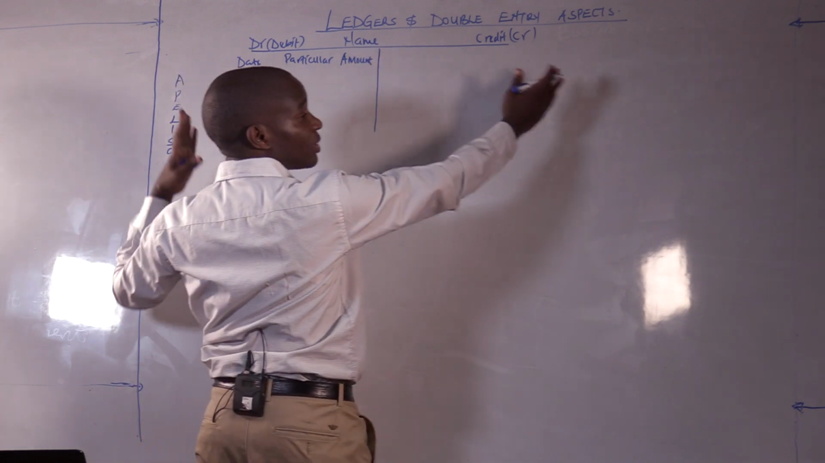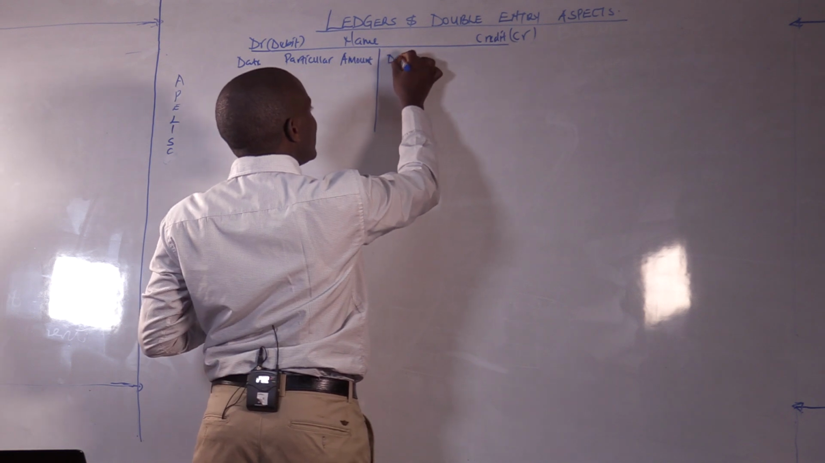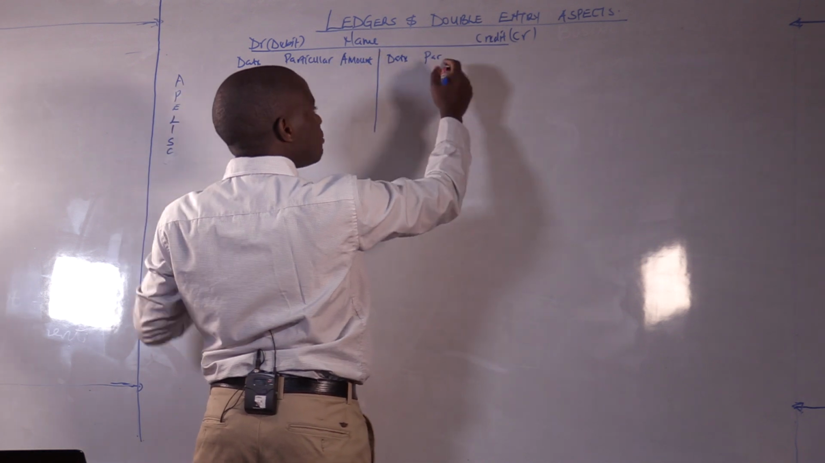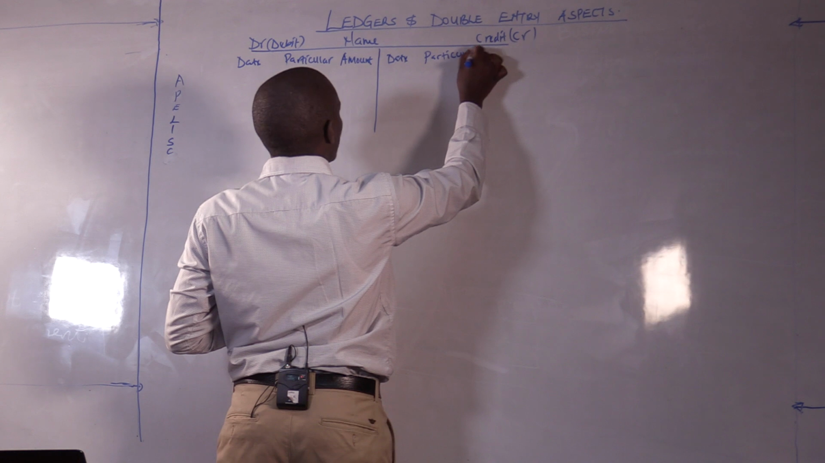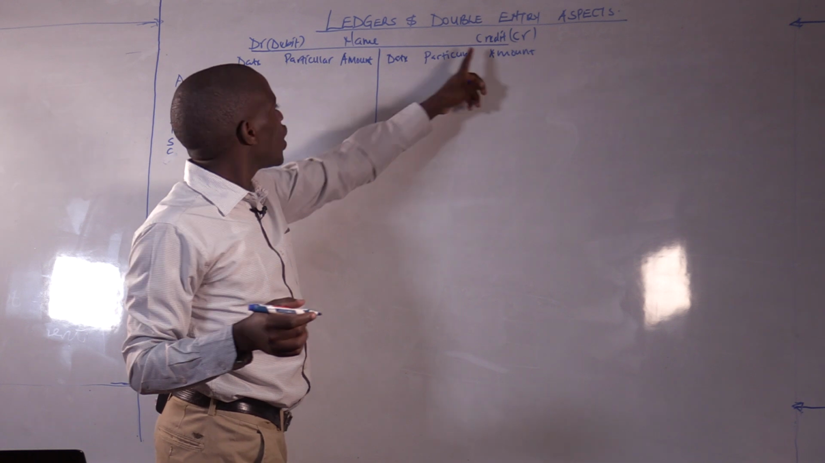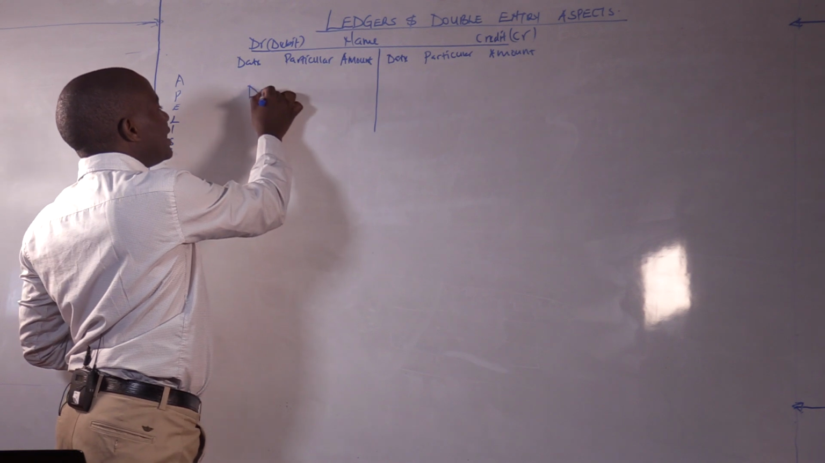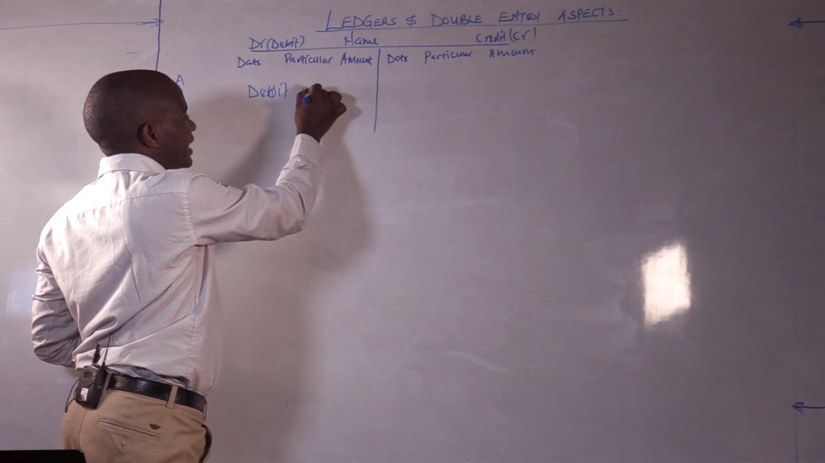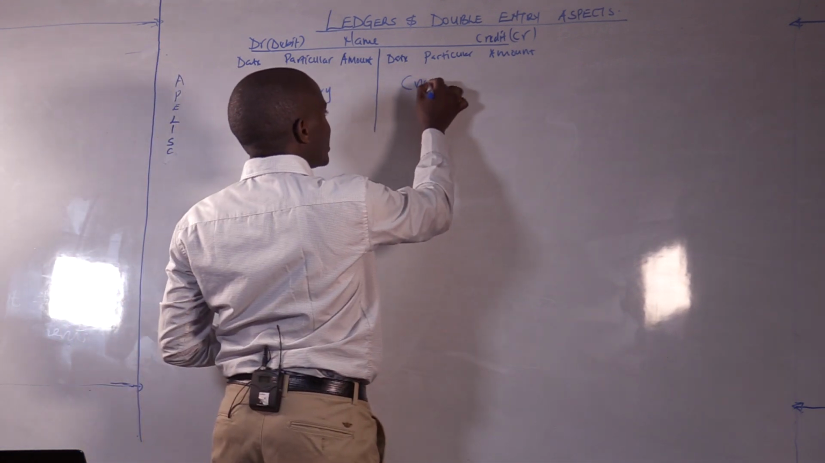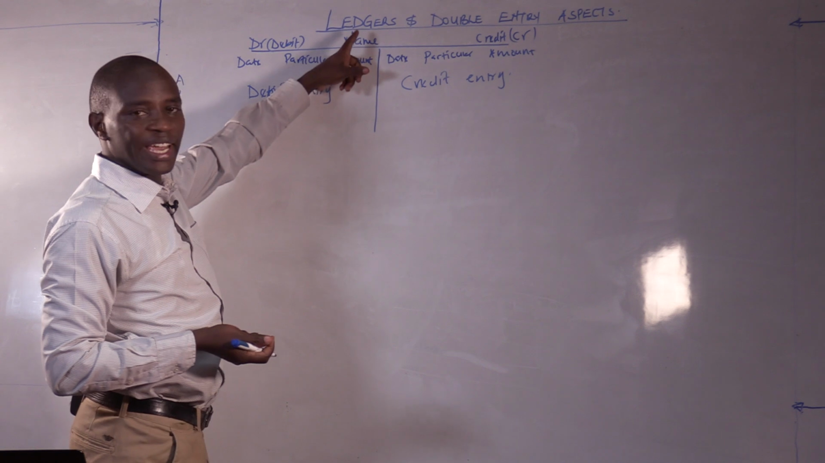Because we say that is a T account, whatever is on the debit side is also on the credit side, so we can say they are similar on both aspects. When you make an entry on the debit side of a ledger account, we say you have a debit entry. When you make an entry on the credit side, we say we have a credit entry. So that is what ledgers are.